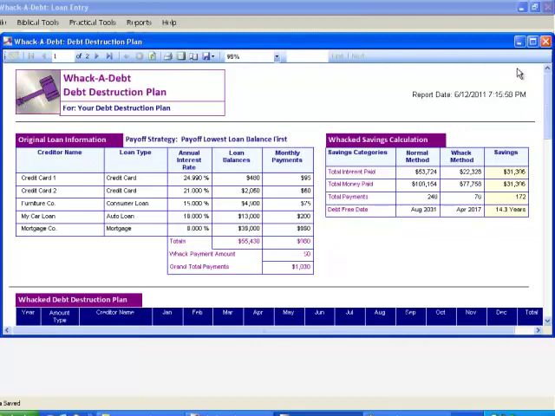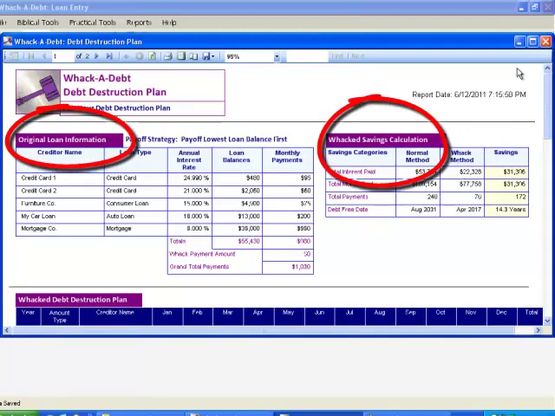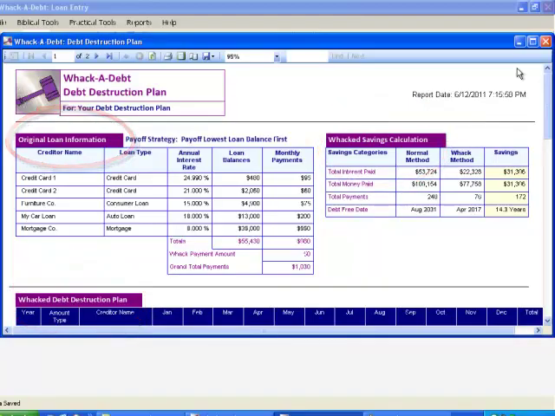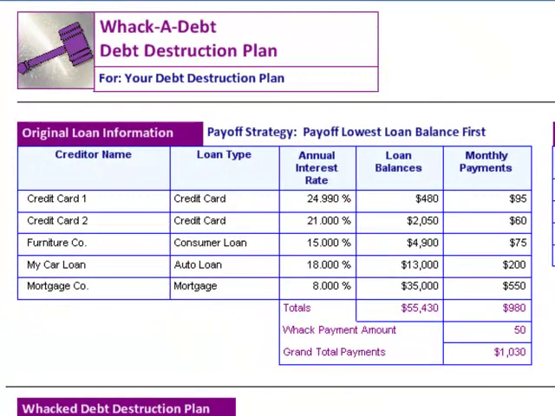Okay, here's our personalized Whack-A-Debt destruction plan. Each plan consists of 3 separate sections: the original loan information, WAC savings calculations, and the WAC debt destruction plan. The original loan information section shows the loan's details we entered on both the loan entry screen and the WAC preferences screen. It contains a listing of the 5 bills we entered, and Whack-A-Debt has calculated the grand totals of our loan balances and monthly payments.